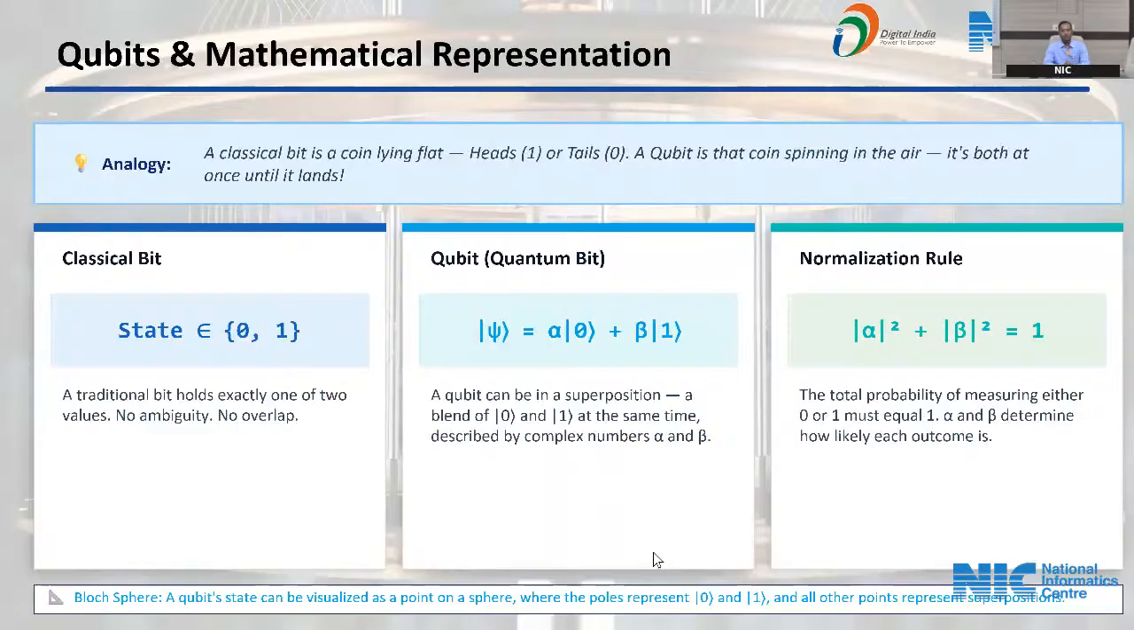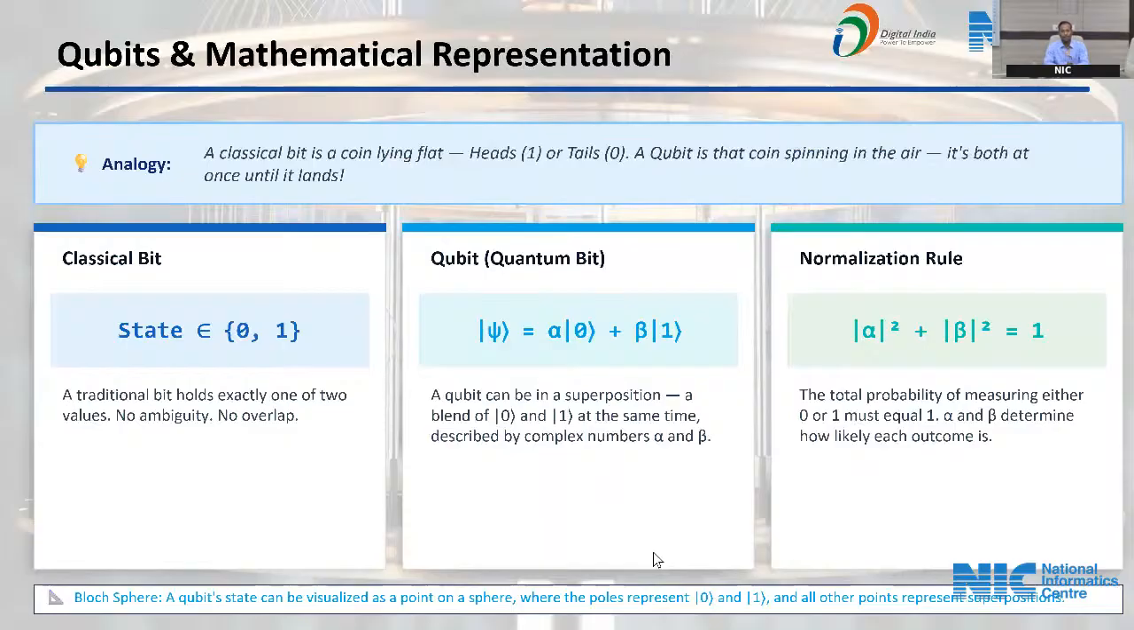Here I'll discuss the representation, how a qubit is represented mathematically. A classical bit state is either 0 or 1, but the quantum state psi is a combination of ket 0 and ket 1. So how do we normalize this? The magnitude squared of alpha plus the magnitude squared of beta leads us to 1.